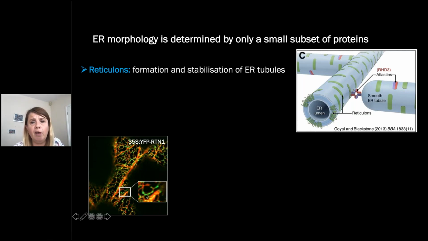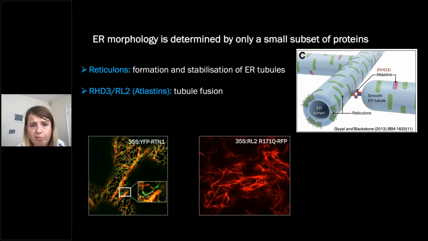The second major group of ER morphogens are the atlastin family of proteins, which in plants are known as RHD3 and RL1 and 2. And these are involved in the fusion of membranes together to form the characteristic network. And this image at the bottom shows the ER morphology when we overexpress a dominant negative form of RL2, which is then limited in its ability to fuse membranes together, and so we get these long cable-like ER tubules.